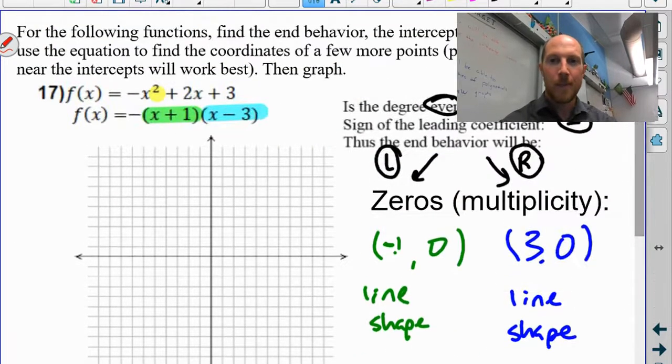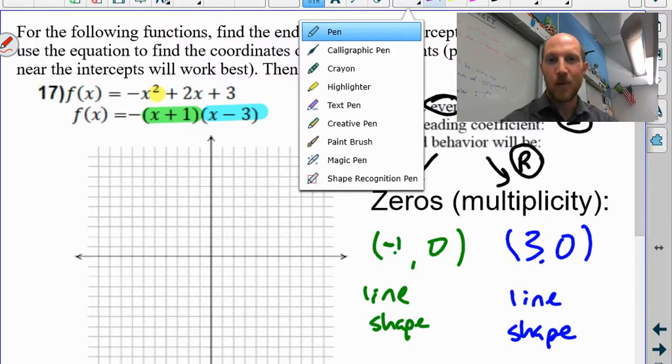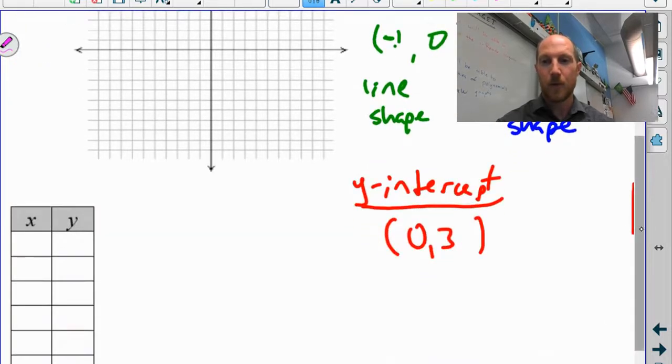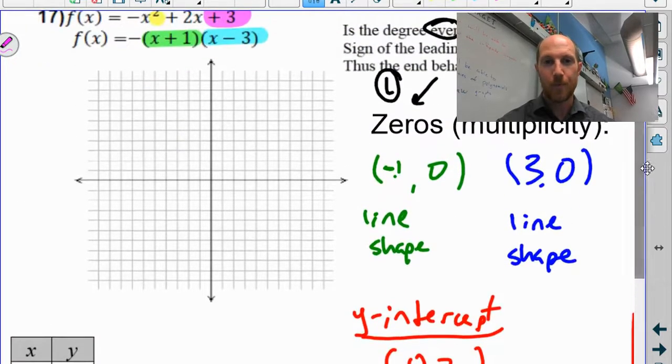And then just to make sure we're all aware, here's a shortcut. In standard form, that plus 3 at the end is always going to be the y-intercept. Yesterday, we were plugging in zeros because it was the only option we had because we were working from factored form. But if you're in standard form, that constant at the end has no x on it at all. That'll be the y-intercept. So 0, 3, it's going to give me one more point.